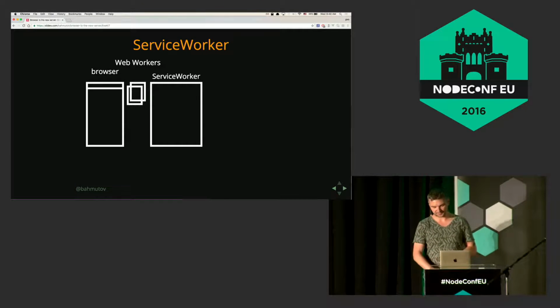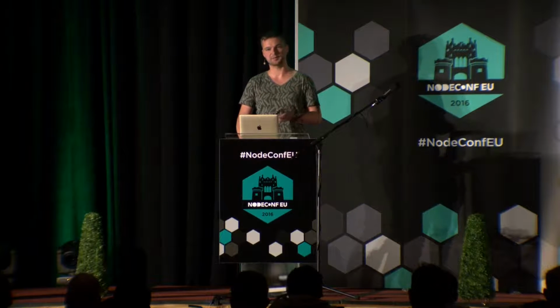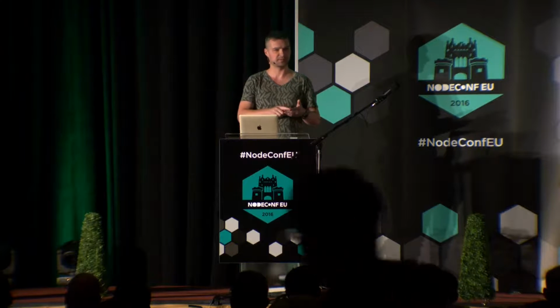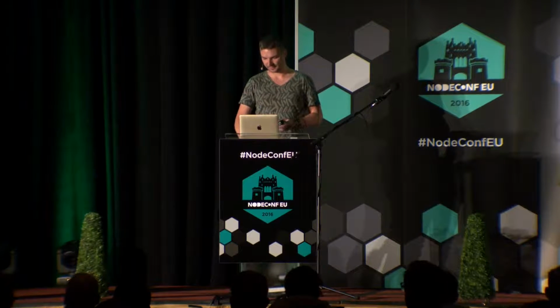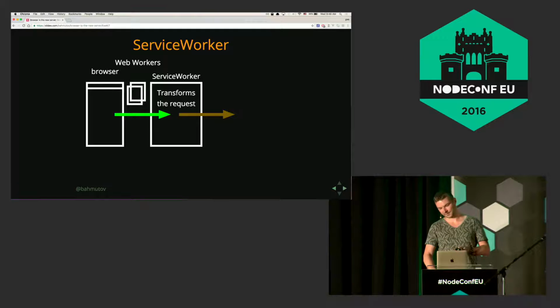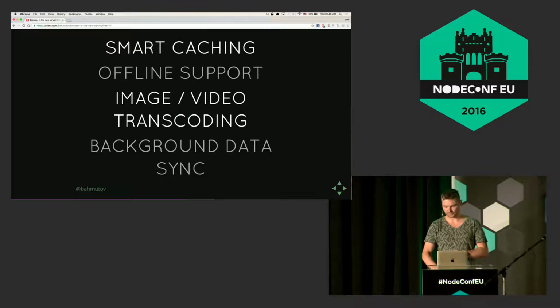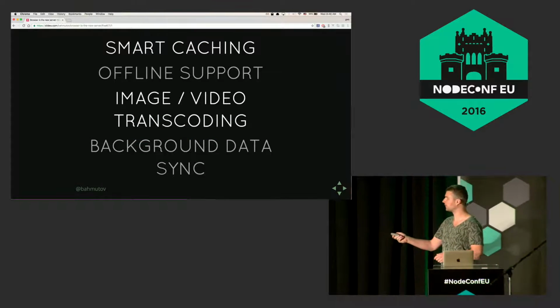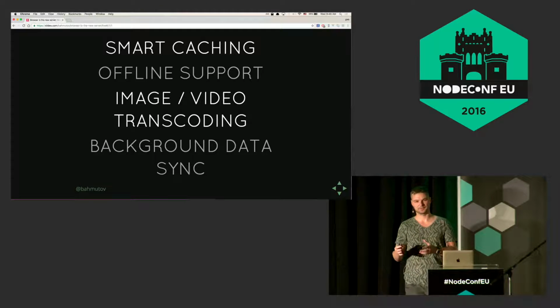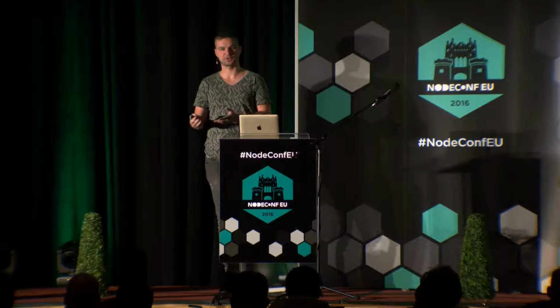And the interesting thing about this is that it can act as a proxy. It can intercept the requests from the page, and it could be static resources, AJAX. It can transform the request, and it can pass it to the server, or even answer it itself. And when the response comes back, the service worker, acting as a proxy, can transform the response and then send it back. So usually people use it for offline support, for smart caching, right? Because it's JavaScript, so you can do whatever logic you want.